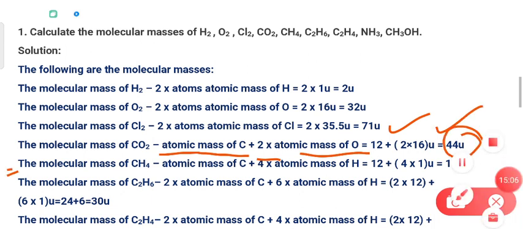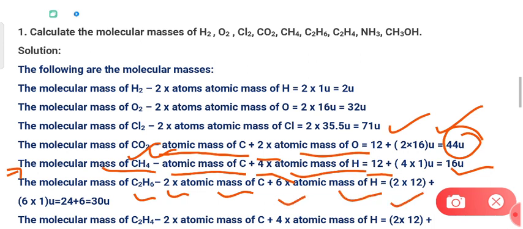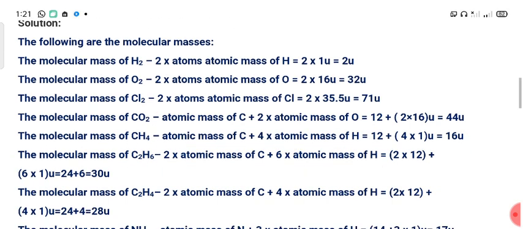Now next one, look at the next one, the molecular mass of methane. Atomic mass of carbon plus 4 into atomic mass of hydrogen, because there is one carbon atom and 4 hydrogen atoms. So it becomes 12 plus 4 into 1 equal to 16 unit. In the same way, molecular mass of C2H6, that is 2 into atomic mass of carbon plus 6 into atomic mass of hydrogen, that becomes 2 into 12 plus 6 into 1, total becomes 30 unified mass.